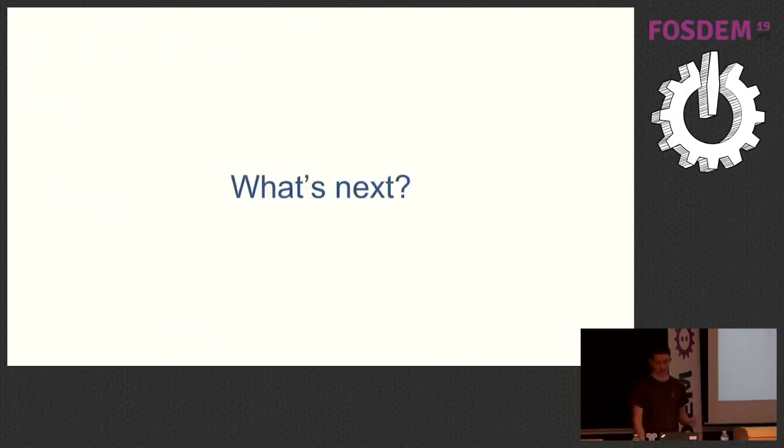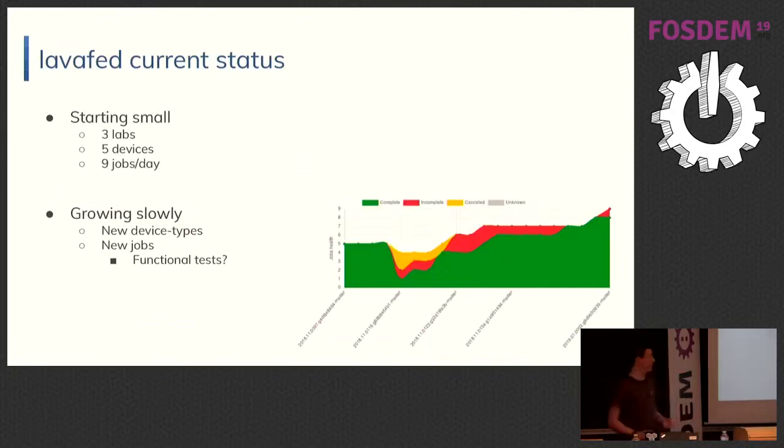So what's next? Currently, we started small. We have only 3 labs and 5 devices, which is not much, and only running 5 jobs a day. It's not much, but we are adding new device types. As you can see, when I'm adding a new device type, it's just failing, usually. So I'm fixing it and then adding another device type a bit later on. And we want to have new jobs, all functional tests, to run inside LavaFed.